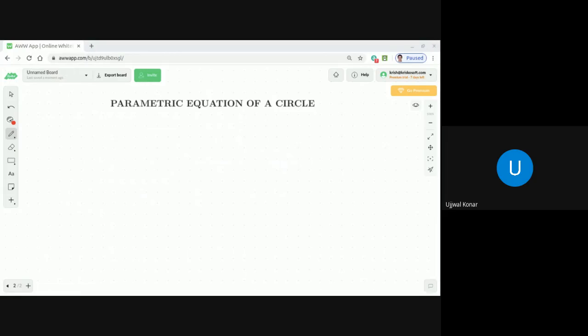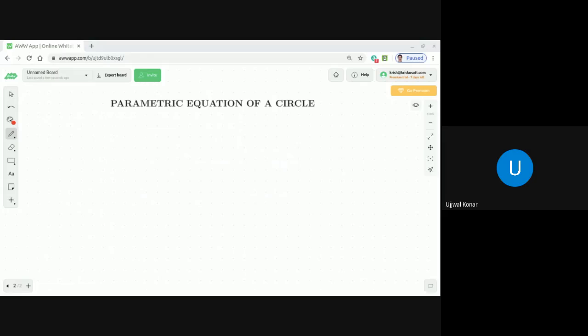So first we will consider the circle with center at origin, and then we generalize it into considering the center at any arbitrary point h, k. Now, what is the equation of a circle with center at origin? It is, we know, x square plus y square equal to r square, where r is the radius of the circle, correct? So we can have a diagram something like this.